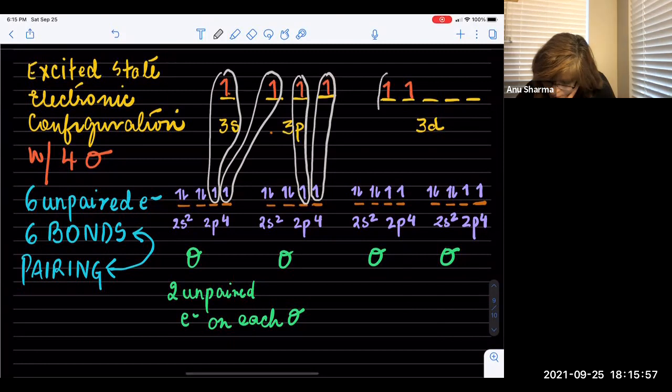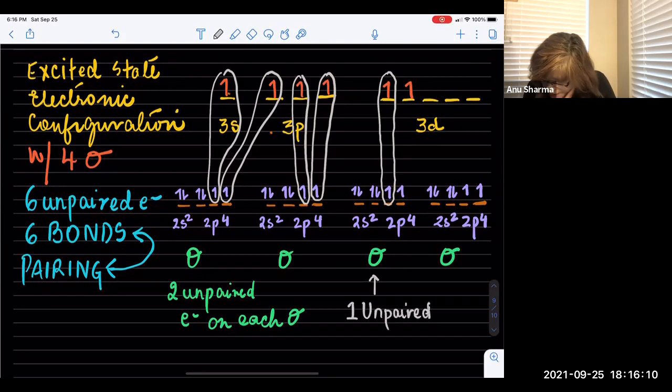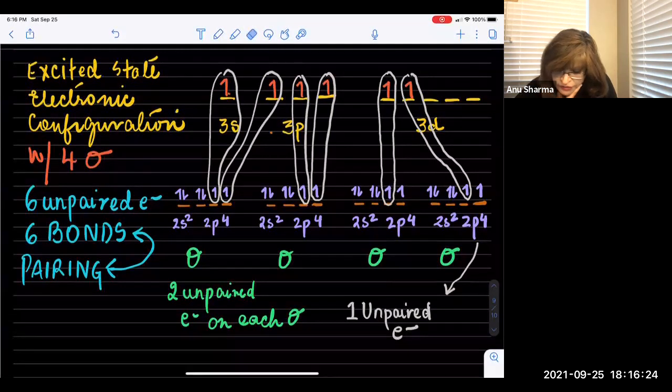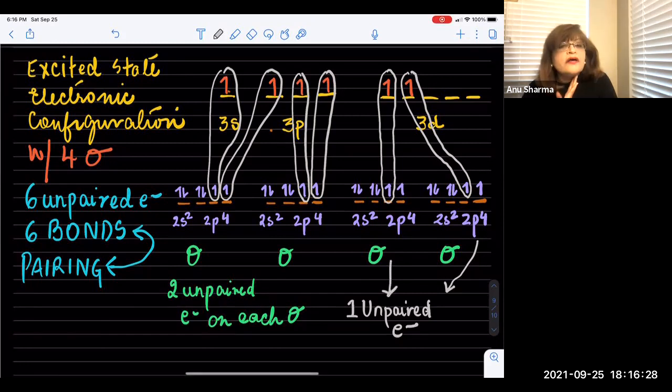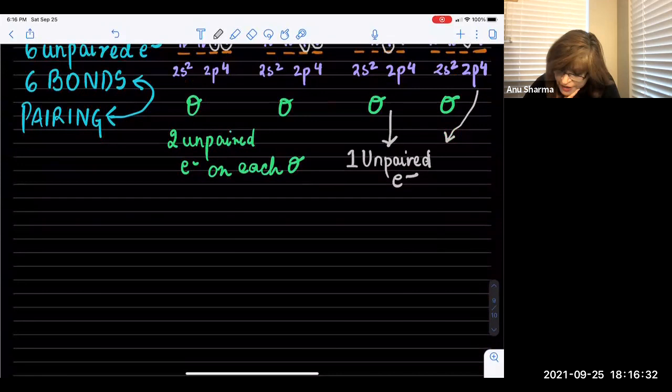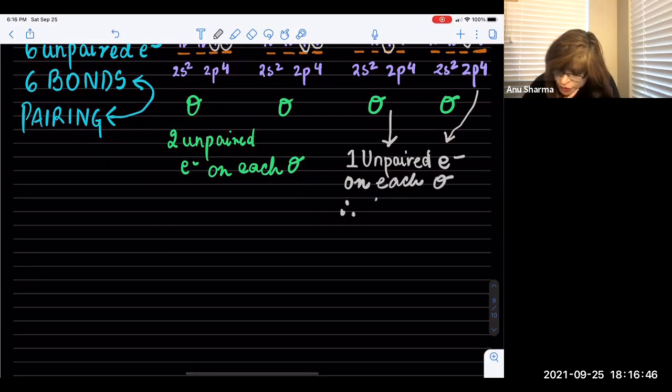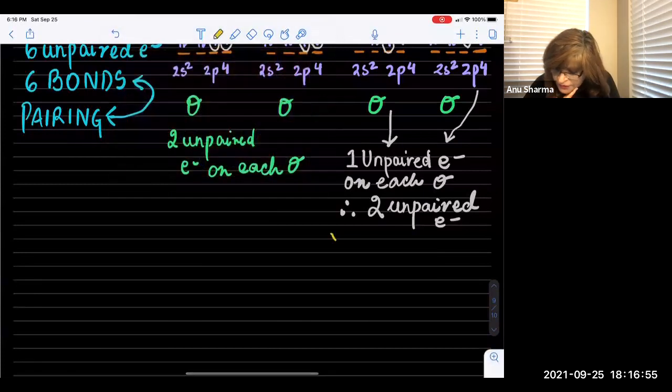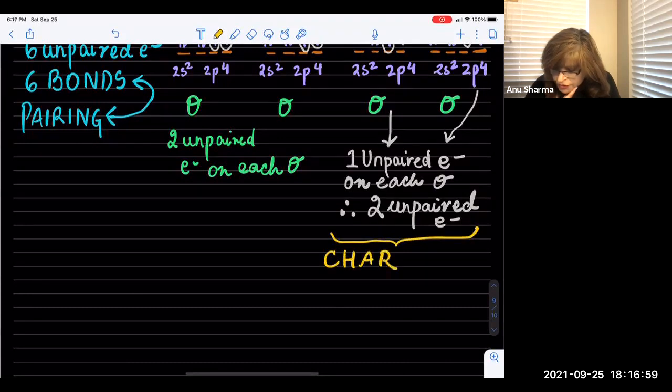So what's going to happen? It's going to form a bond with this one, and it's left with 1 unpaired electron. Similarly, this oxygen and this electron get bonded, but this one also has one unpaired electron. What charge do the electrons have? Negative charge. So there is 1 unpaired electron on each oxygen, therefore 2 unpaired electrons total. And these 2 unpaired electrons are the ones that are responsible for the charge.